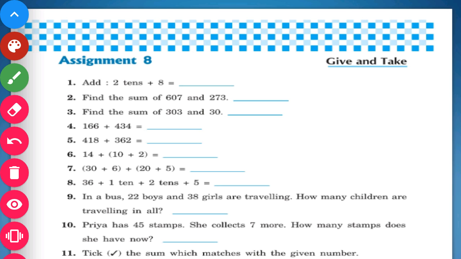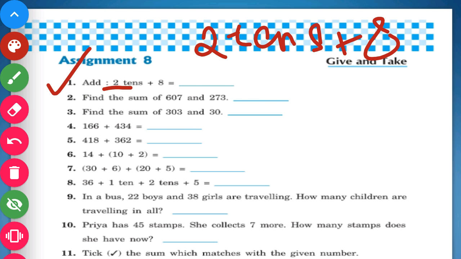Let us start with question number 1. Now read question number 1. Question number 1 says add 2 tens and 8. So what do we have to do? We have to add 2 tens and 8.